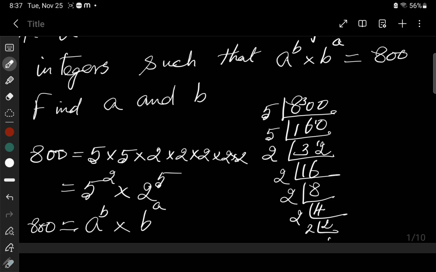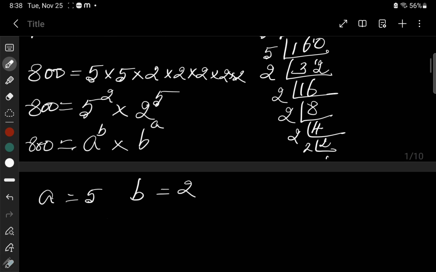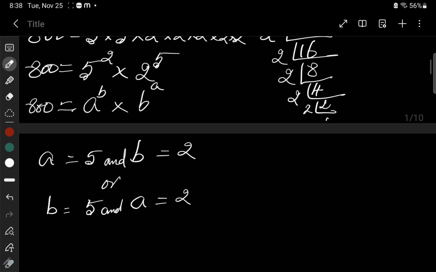So the 800 can be factorized as 5 squared into 2 to the power 5. See here the base a is 5. The index is 2 here. The same index becomes the base here and the base becomes the index. So a is equal to 5 and b is equal to 2. Or you can take b as 5 and a is equal to 2. Both ways you can give the answer.